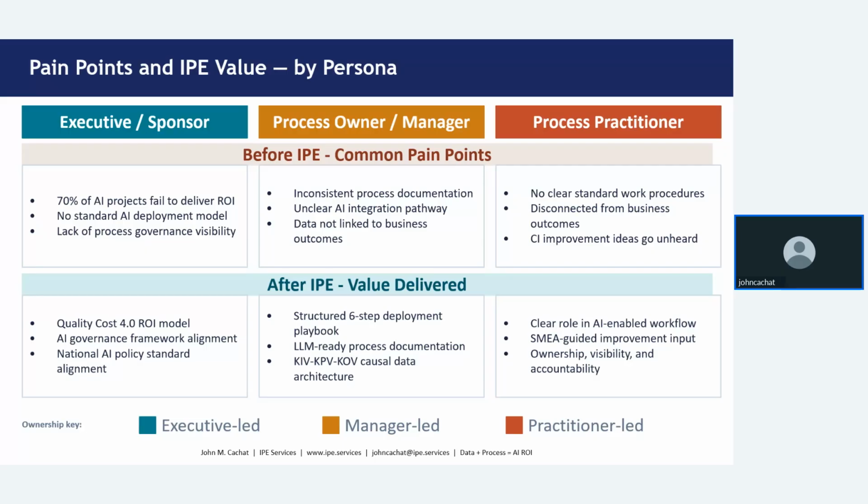Pain points by persona. Executives: all the projects are failing, they're not getting the ROI. There's no standard deployment model. There's a lack of process governance visibility. The people in the middle, the managers: there are inconsistent process documents scattered across the world, again, in these 3-ring binders or in these K drives or Google drives, and they're unclear about the AI pathway. That's why they don't trust it. That's why they don't understand it. And the data isn't linked to business outcomes.